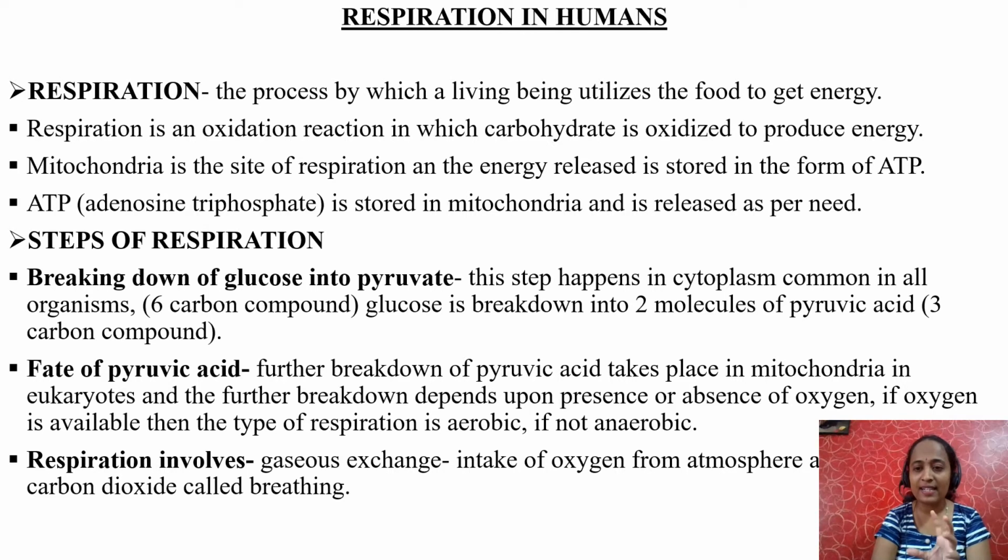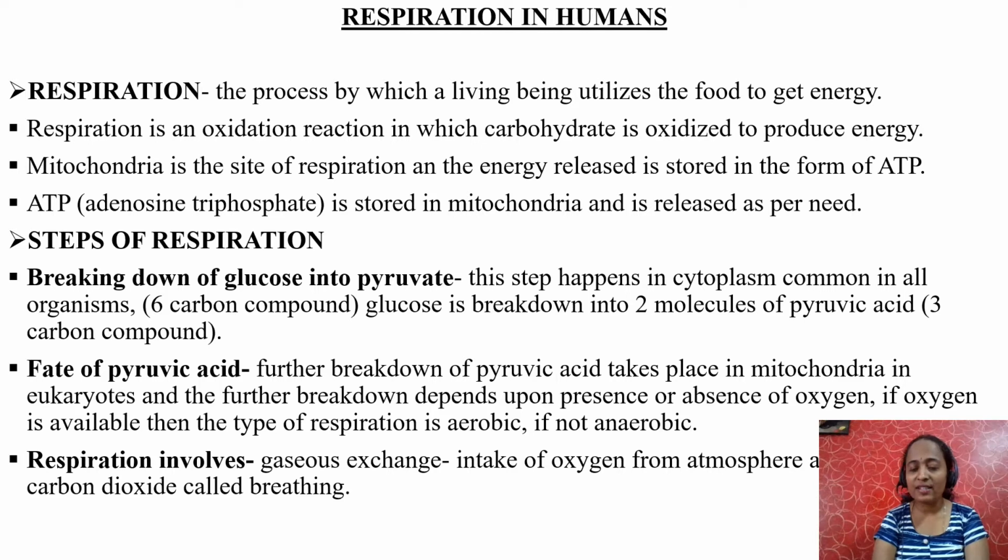Once glucose is taken up by the cell, the first breakdown takes place in the cytoplasm. The process is also called glycolysis: glucose, lysis, breakdown. So the 6-carbon compound glucose is broken down into a 3-carbon compound, that is pyruvic acid or pyruvate. Pyruvate is a 3-carbon compound. That is why once a glucose molecule is broken down, it forms 2 pyruvic acid molecules, two 3-carbon compounds.